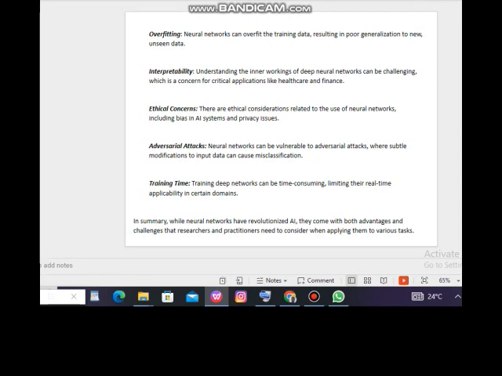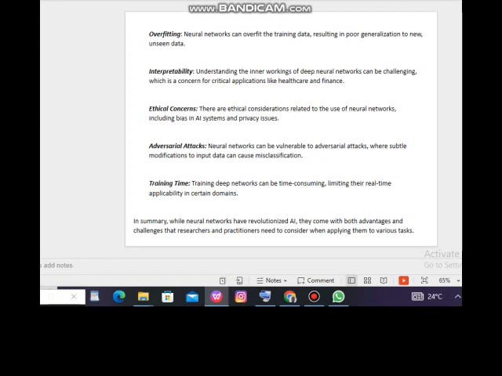Overfitting. Neural networks tend to overfit the training data, resulting in poor generalization to new unseen data. Interpretability. Understanding the inner workings of deep neural networks can be challenging, which is a concern for critical applications like healthcare and finance. Then going on to the ethical concerns, there are ethical considerations related to the use of neural networks, including bias in AI systems and also with privacy issues.